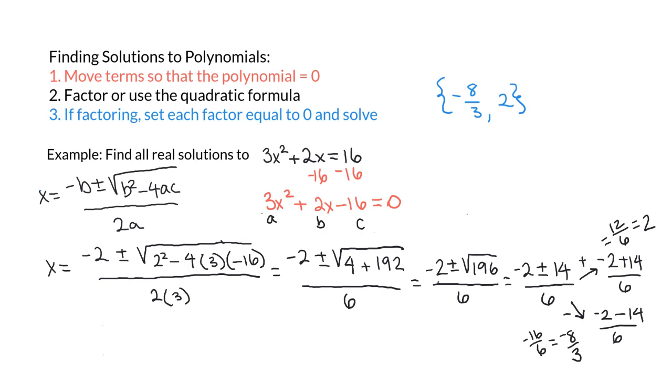So we see that using the quadratic formula, our solutions are negative 8 over 3 and 2, the same as when we used factoring to solve. So either method works for this example.